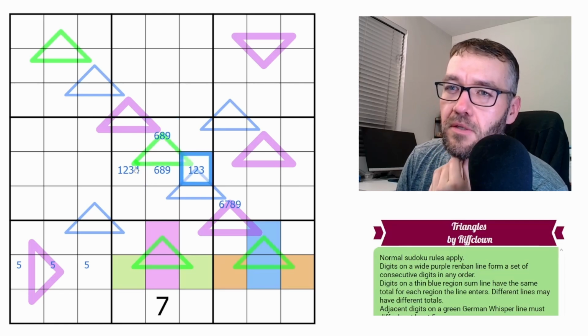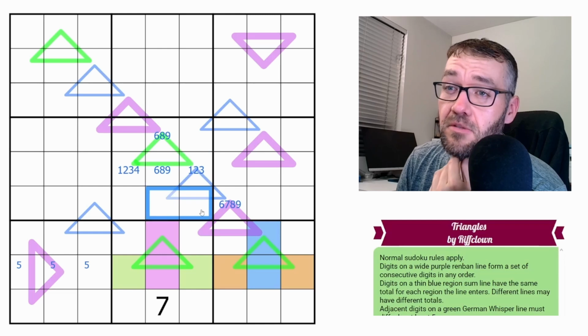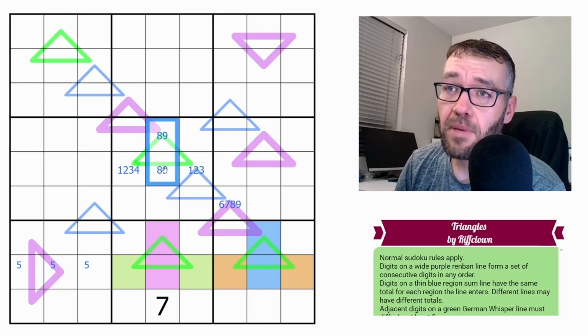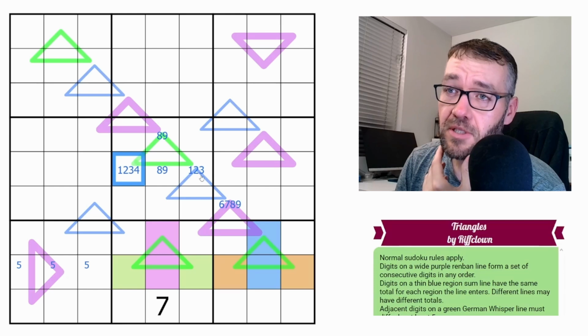So if this is low and this is low, this could still be, well, we can't put 6 here. So this is an 8, 9 pair, actually. Can't put 6 here because that would make both of these 1. So this is an 8, 9 pair.